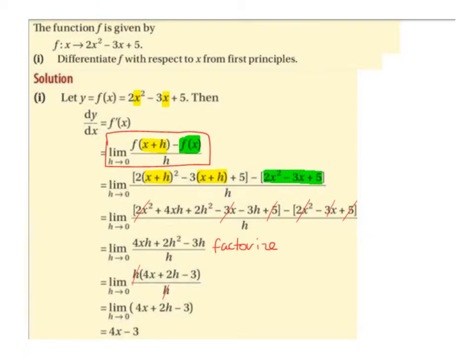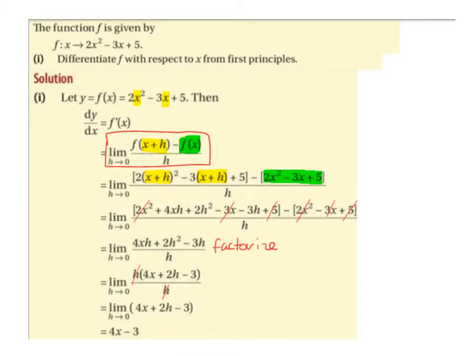So next we're going to multiply out our brackets. So 2 times (x plus h) squared. We work out the (x plus h) squared first and then multiply in the 2. And we get 2x squared plus 4xh plus 2h squared. Then minus 3 by x is minus 3x, minus 3 by h is minus 3h, and we bring down the plus 5. Then we have our minus, and then we have 2x squared minus 3x plus 5 with brackets around it.